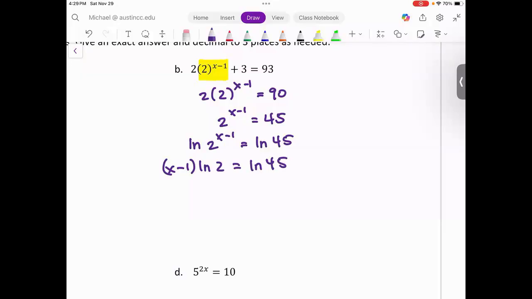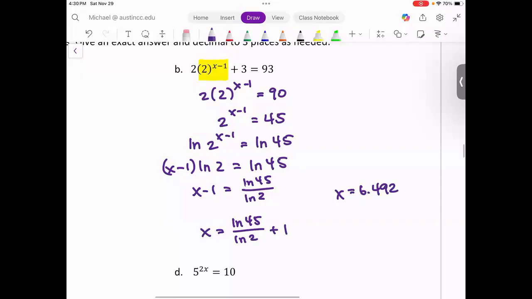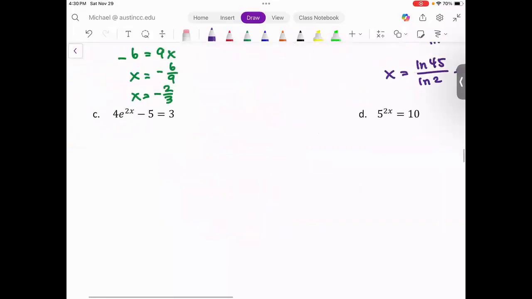Now we can divide each side by natural log of 2, and add 1 to each side. And if we plug that into a calculator, we get 6.492. Okay.